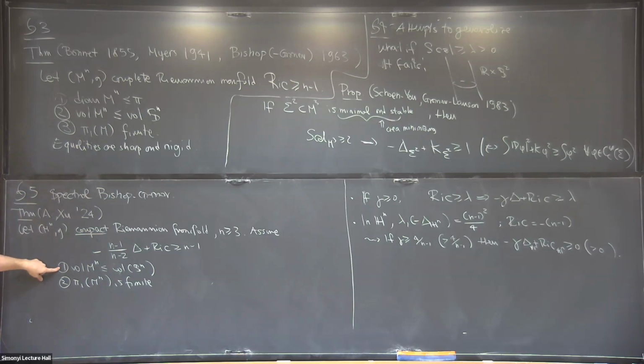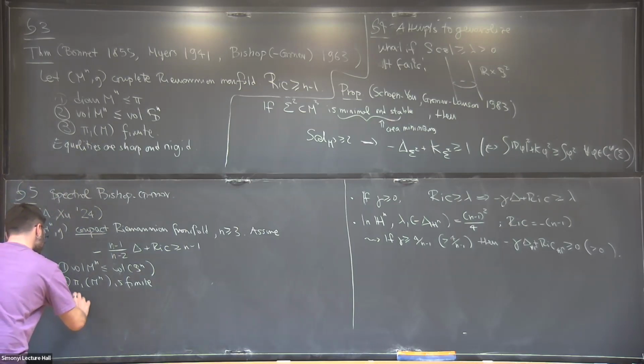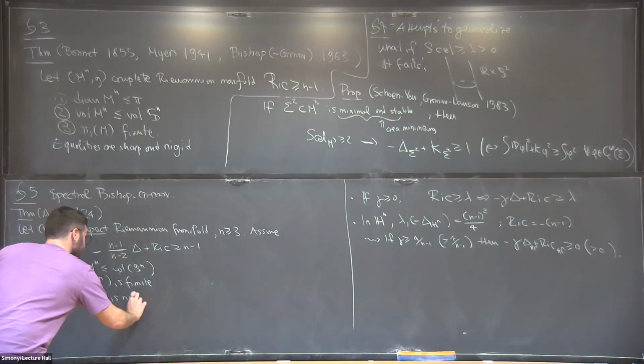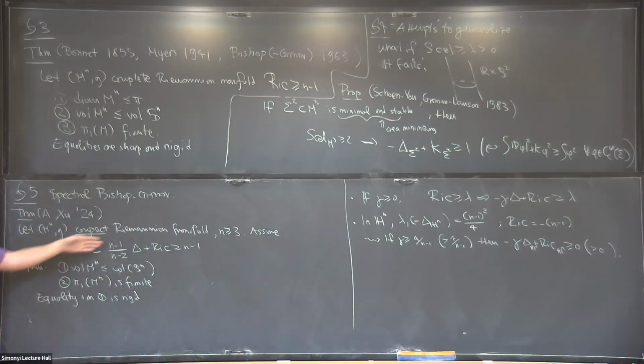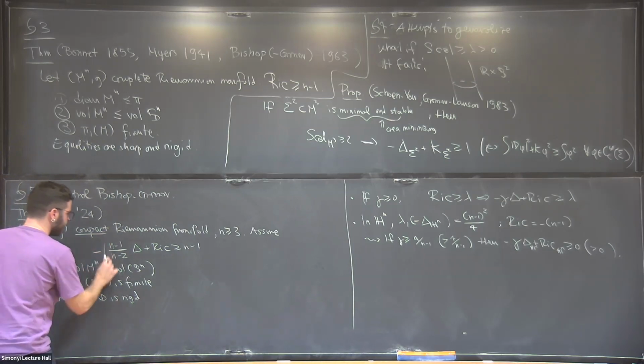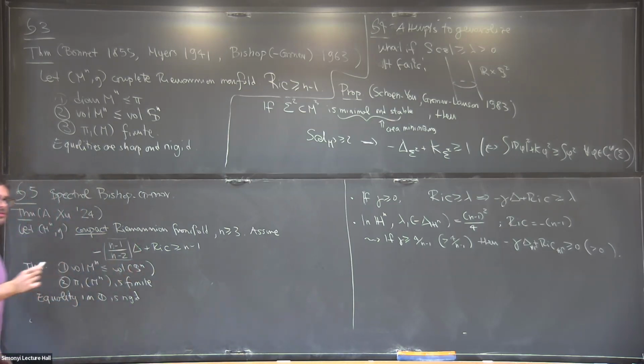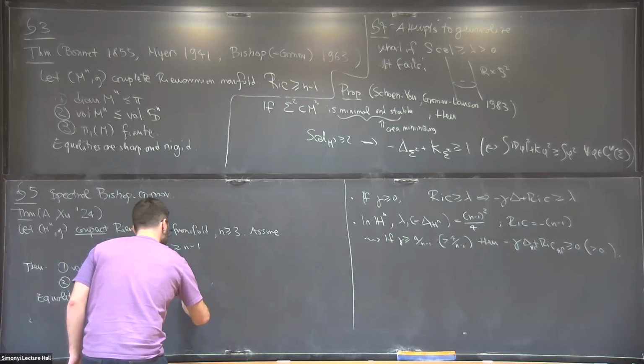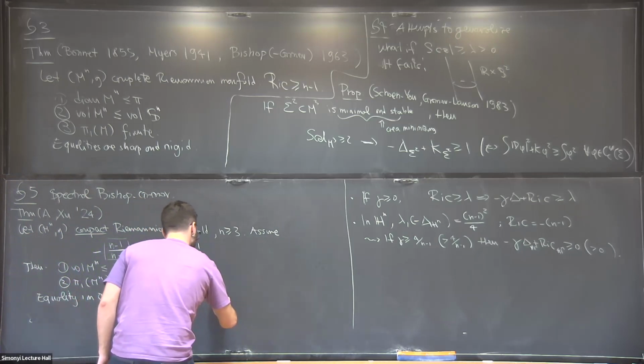The equality case is actually rigid, okay? Equality in 1 is rigid in the sense that if I have this condition and I have equality here, then I'm isometric to the round sphere. And this number here is optimal. So you can't ask for a better gamma here. Also, n-1 divided by n-2 is optimal.